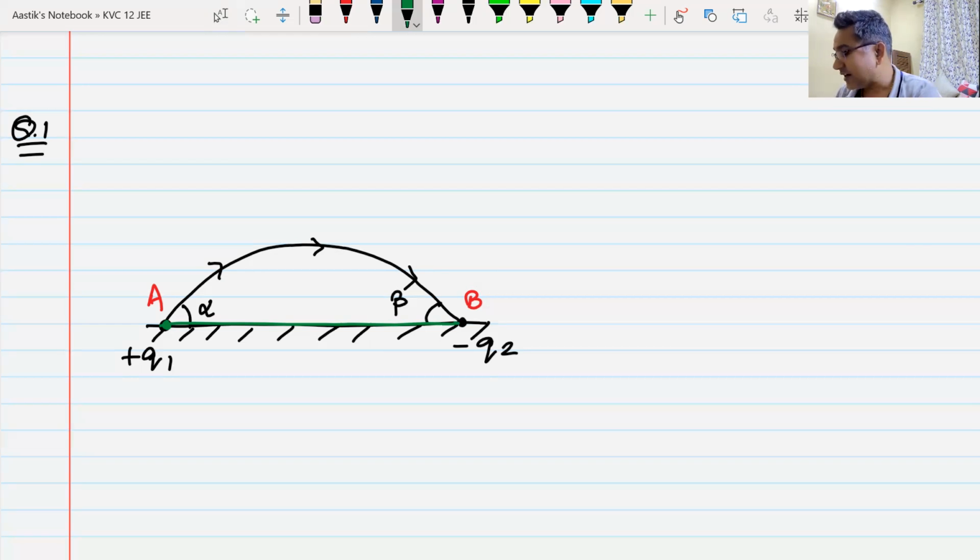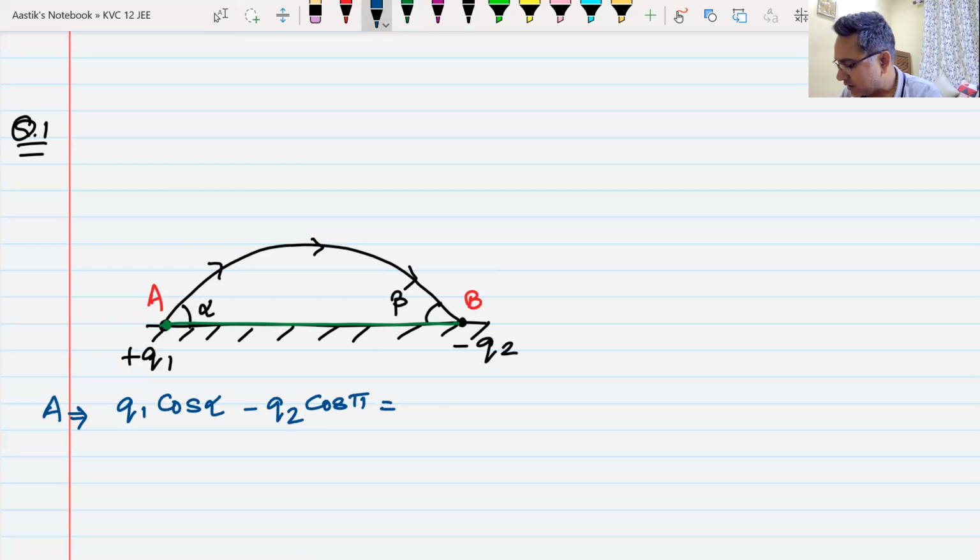So the first equation that you will get will be like this. Q1 cos alpha, this is at point A, minus Q2 cos of pi is not 0, it is constant. This is the equation applied at point A. Do we understand this?